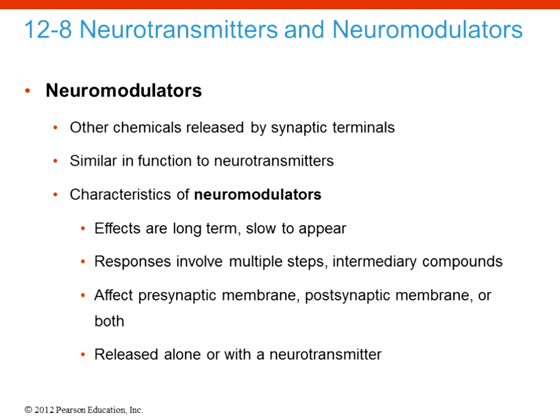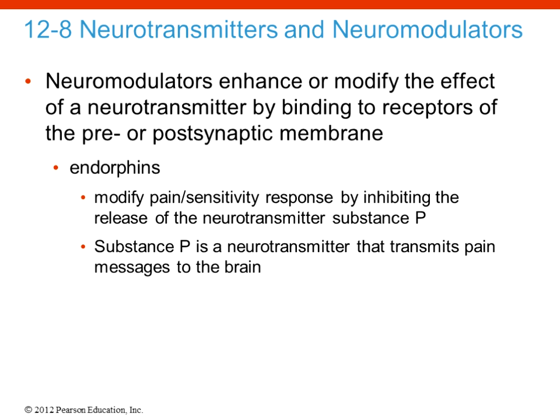So those are different types of neurotransmitters. We'll talk a lot about neurotransmitters coming up. There also are these things called neuromodulators, which sort of modify the effect of neurotransmitters. Typically, a great example of a neuromodulator is an endorphin. You may have heard of endorphins associated with exercise, right?